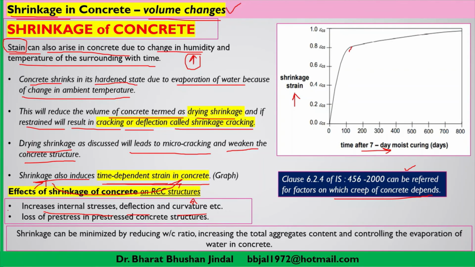Now here, another point which we have to keep in mind: shrinkage can be minimized by reducing the water cement ratio, by increasing the total aggregate content, and by controlling the evaporation of water in the concrete. So later on you will be able to understand how evaporation of water can be controlled. That's why we are using the curing of the concrete. So if curing is done effectively, then you can control or reduce the shrinkage effect on the concrete.